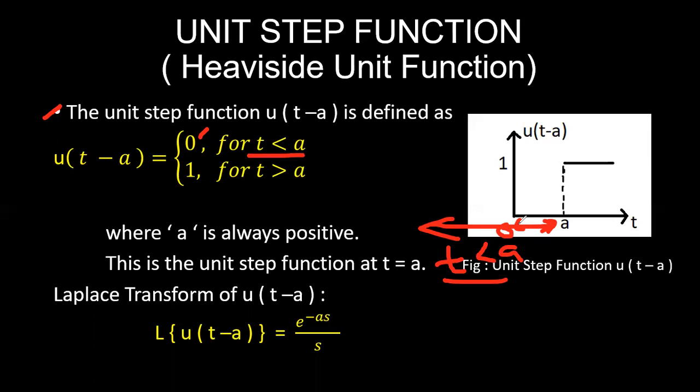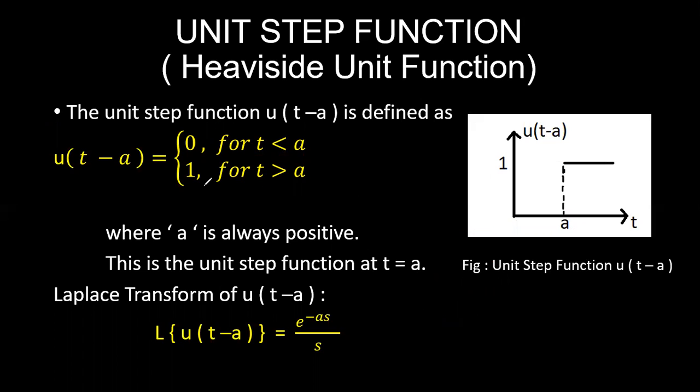that is for all the negative values, from minus infinity up to a, its value will be 0. For t greater than a, its value will be equal to 1. This is called a unit step.